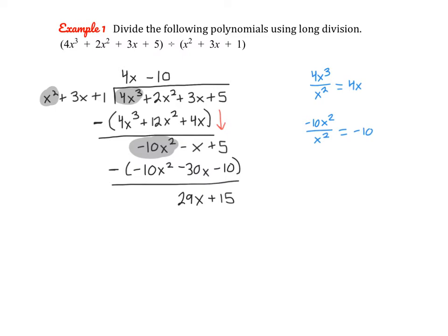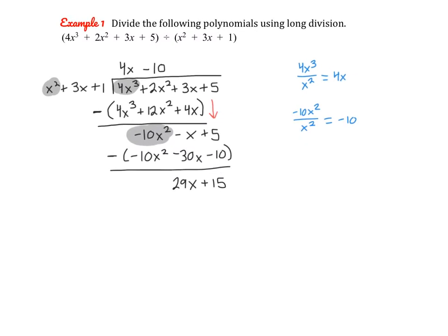So one way to write your answer would be just like if you're doing long division, you write the answer, which is up top. So we have 4x minus 10, and then this is our remainder. So we do our remainder, this part, over what we divided by. So we would say plus 29x plus 15 over x squared plus 3x plus 1.